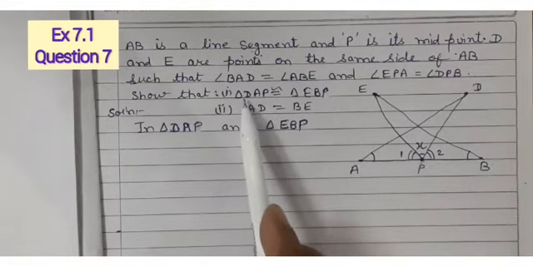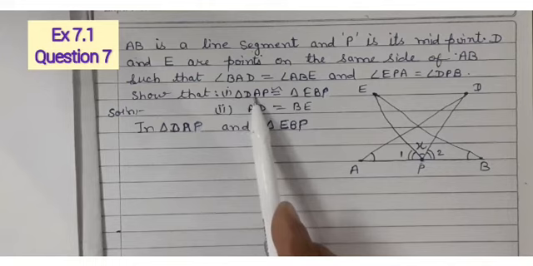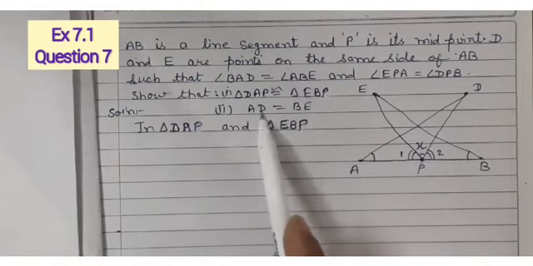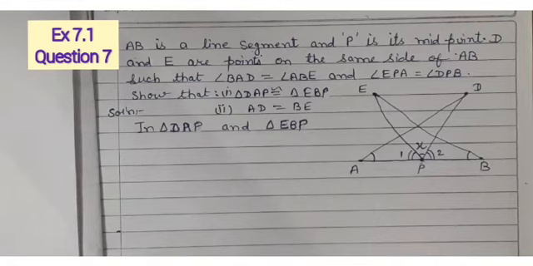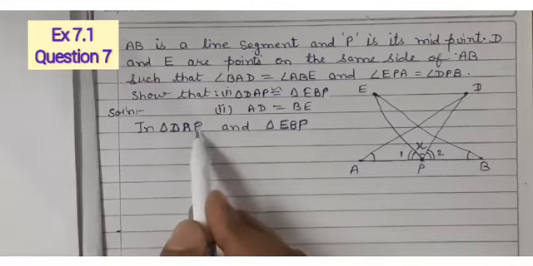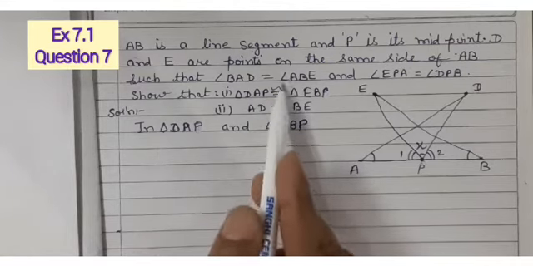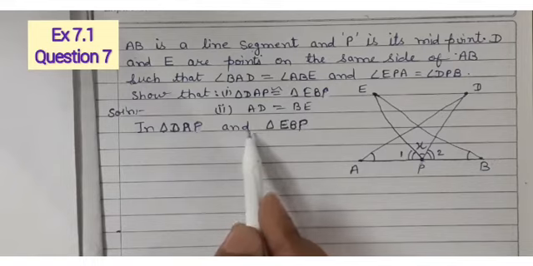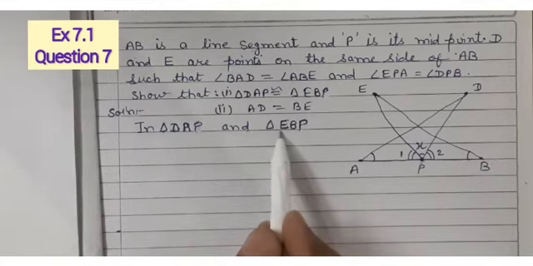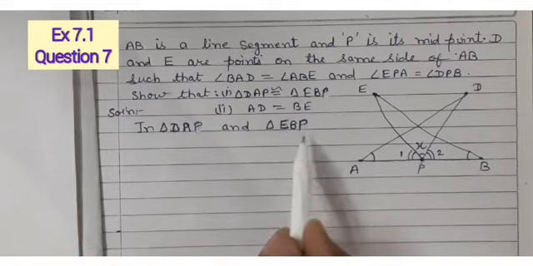What you have to show? Triangle DAP is congruent to triangle EBP and AD equal to BE. For solving the first one, I am taking triangle DAP, and in place of this congruent sign I am taking N, because I have to make these two triangles congruent, and EBP.